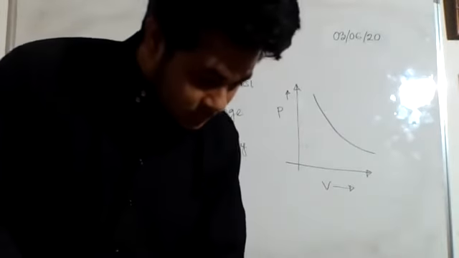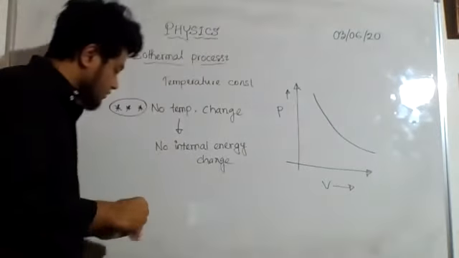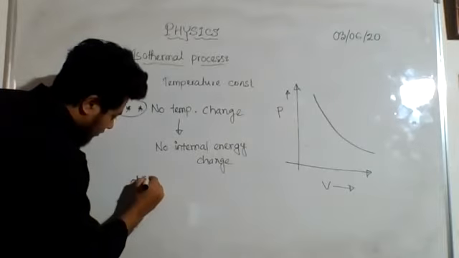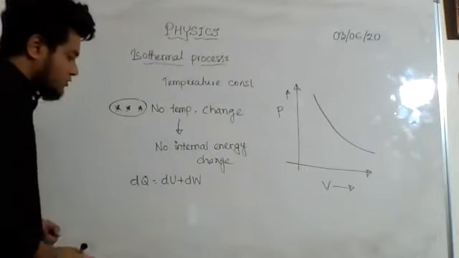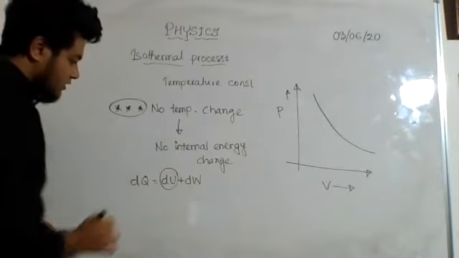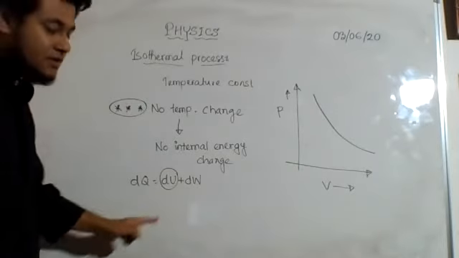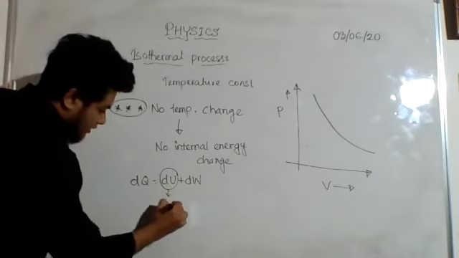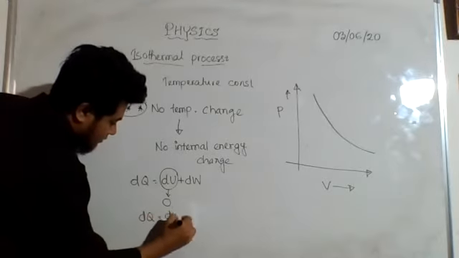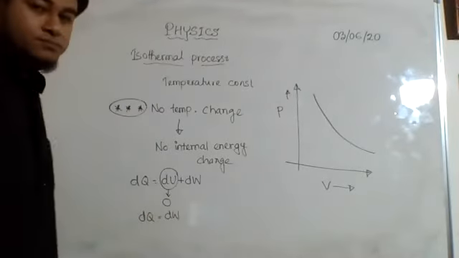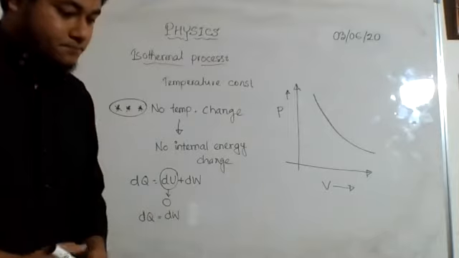So the first law of thermodynamics that we know is dq equals du plus dw. Now we saw that for the isothermal process there is no change in internal energy, so du will be 0. As a result, I can rewrite the equation as dq equals dw.